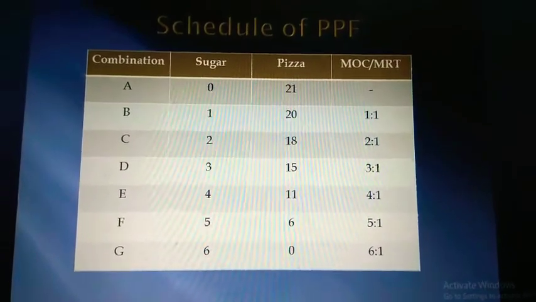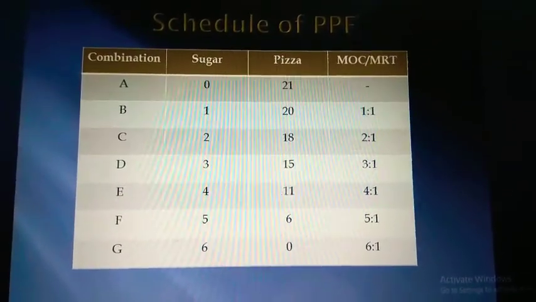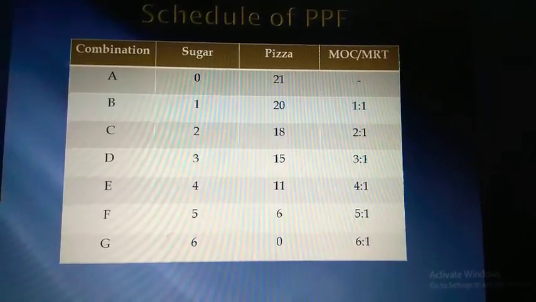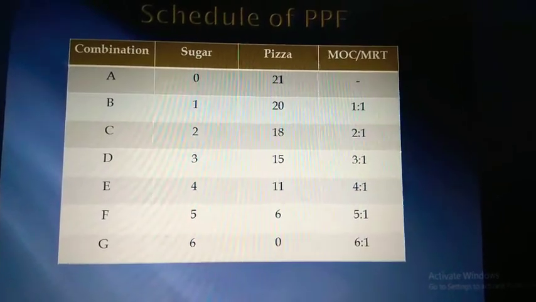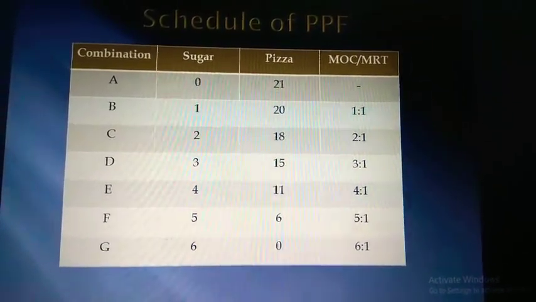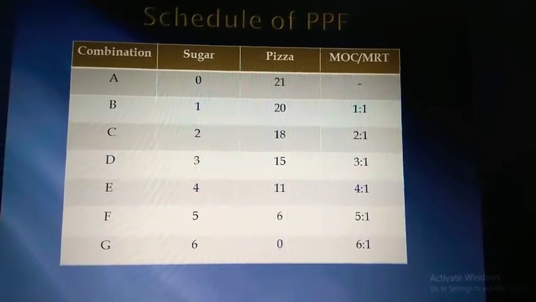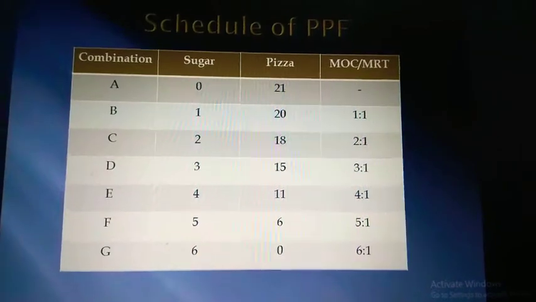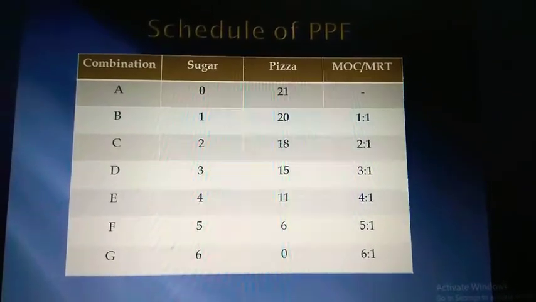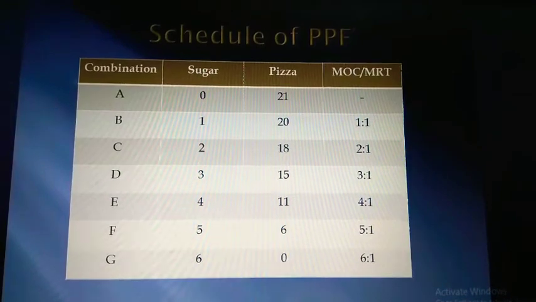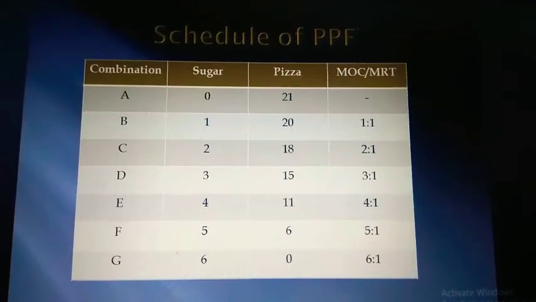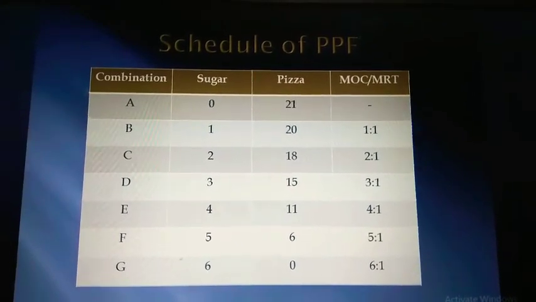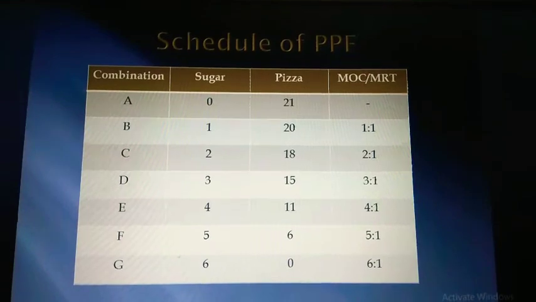What is marginal opportunity cost? It is the number of units which are sacrificed in order to gain an additional unit of another commodity. So what do we see? When you sacrifice 1 unit of pizza, you are producing one additional unit of sugar. So 1:1 is your MRT, that is marginal rate of transformation. The basic difference between marginal opportunity cost and marginal rate of transformation is that marginal rate of transformation is expressed in terms of ratio and marginal opportunity cost we write in terms of units.